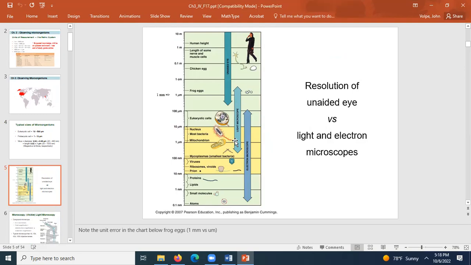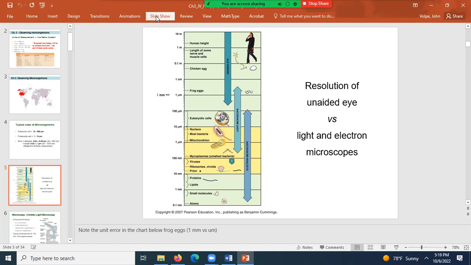For all prokaryotic cells, you need a light microscope. For most eukaryotic cells, you do need a light microscope. However, frog eggs are a eukaryotic cell, and they can be seen with our human eyes. And a chicken egg can easily be seen with our human eyes. You should know the relative rank of the sizes here.